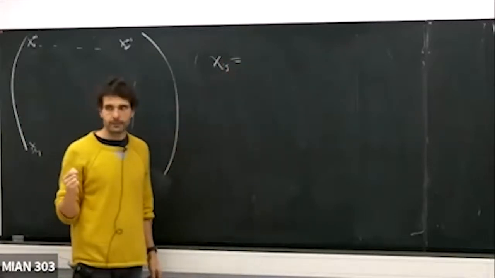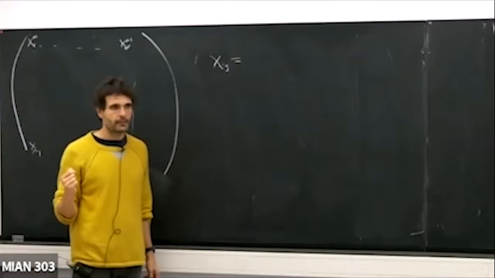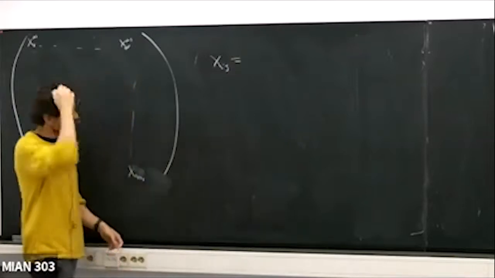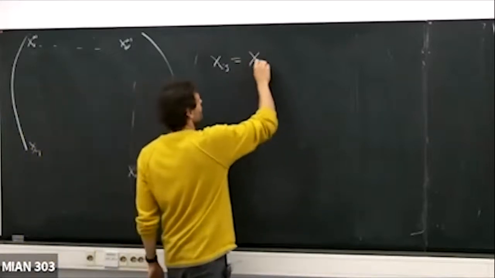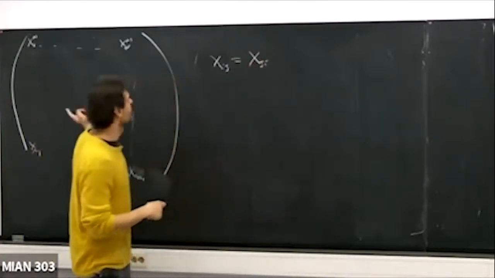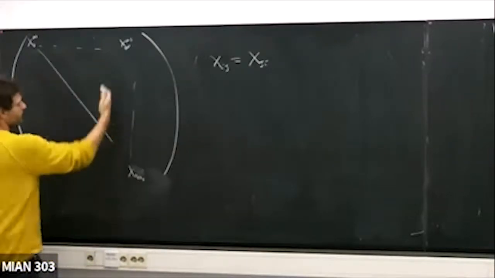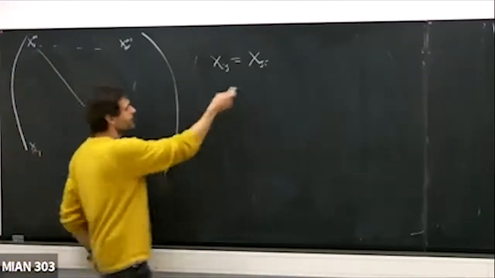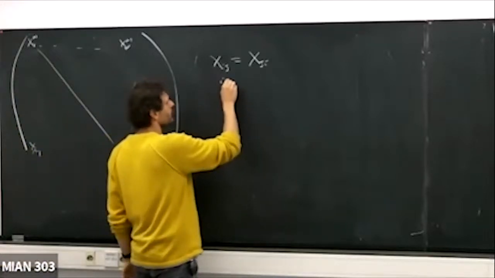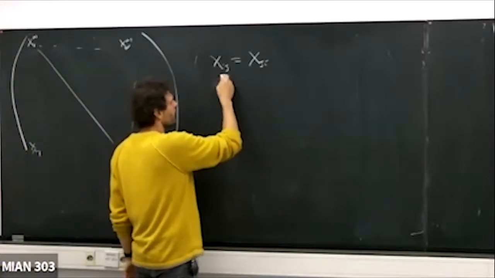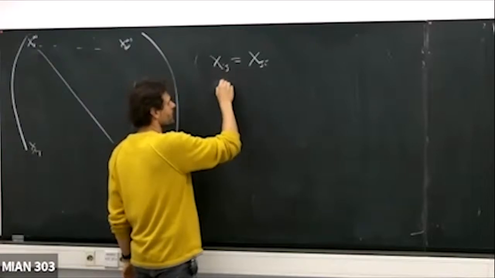You understand what the spectrum is, yes? xij is equal to xji, so that these are symmetric, yes. But beyond this, except for this, they will be independent.